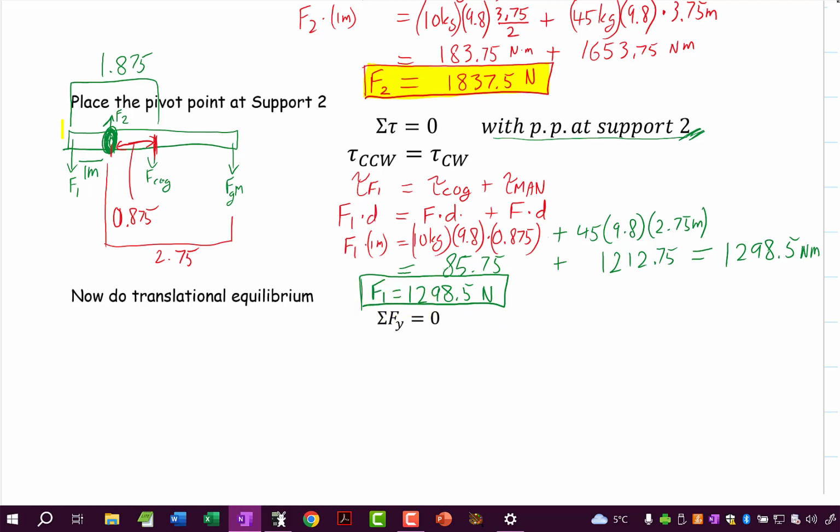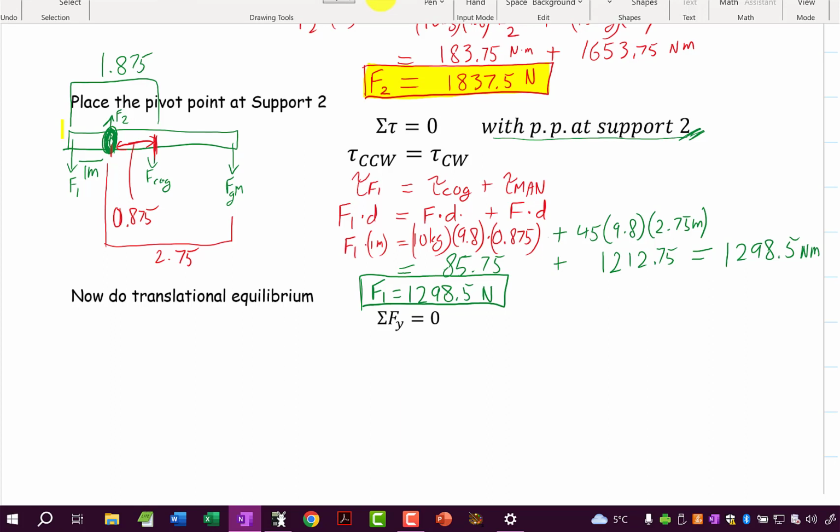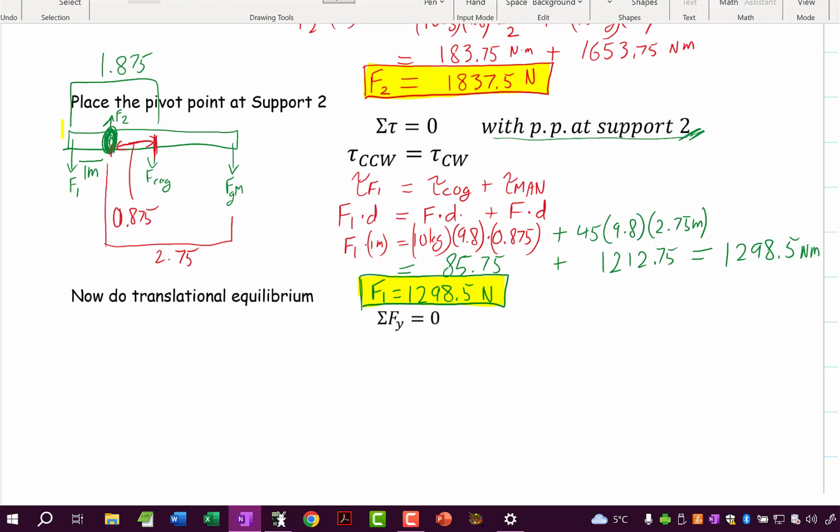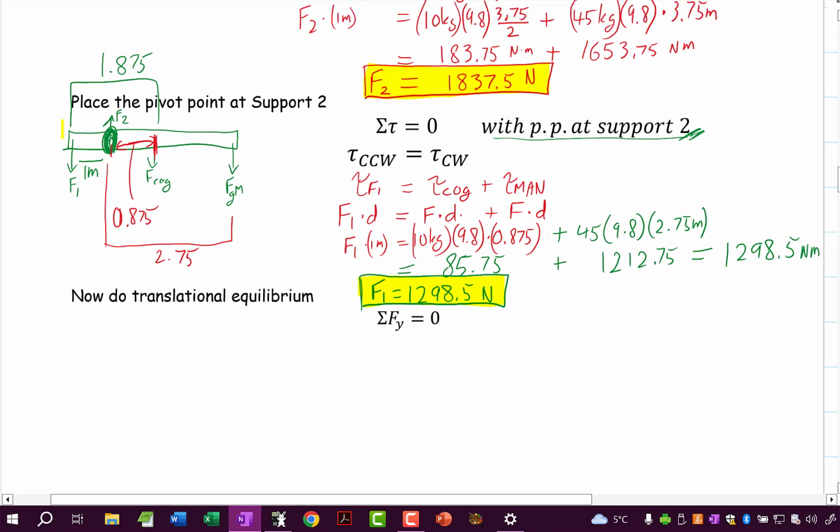So I have the two answers now. What are the two forces? We have the two unknowns, right? We had two forces down there, the board's weight and the man's weight, but we didn't have the two forces. And this force will be up, and this force will be down.